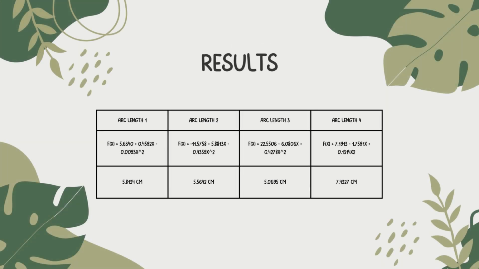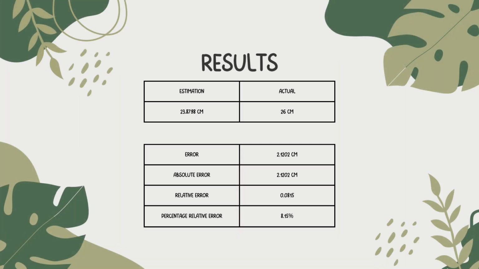So here's the result that we have obtained. In total of 4 fitted equations that we have found, we calculate them using the arc length formula to get the arc length of each fitted equation. By adding all of them, we can find the estimation of the perimeter of the leaf, that is 23.8798 centimeters. Also, we already calculated the actual perimeter of the leaf using a thread and a ruler, which we found out to be 26 centimeters.